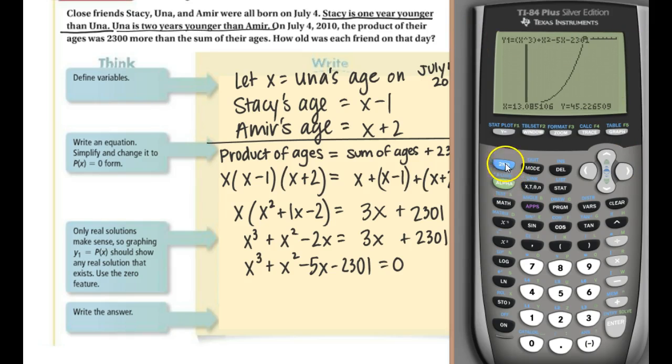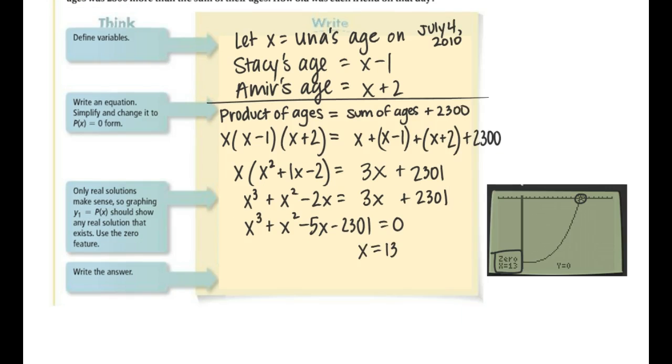So now let's use our zero feature that we've used in the past. For the left bound, you just want to choose 1 point below the x-axis, and for the right bound, you want to choose 1 point above the x-axis. So I have one of each now, and I find out that my zero occurs at the coordinate 13, 0. Since only real solutions make sense in this particular case, we don't need to worry about imaginary solutions. So that means x equals 13. And remember, Una's age is whatever x is. So that means Una is 13 years old.